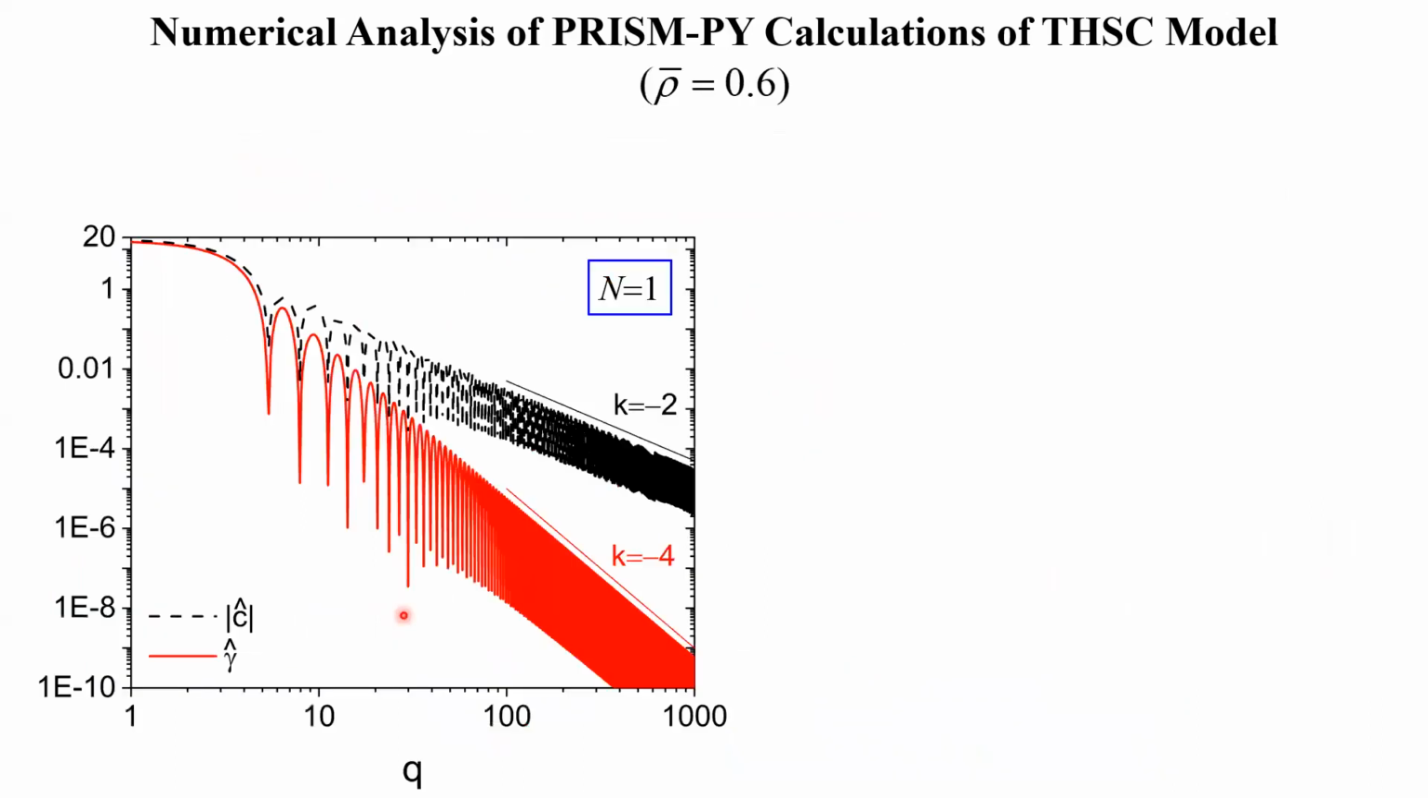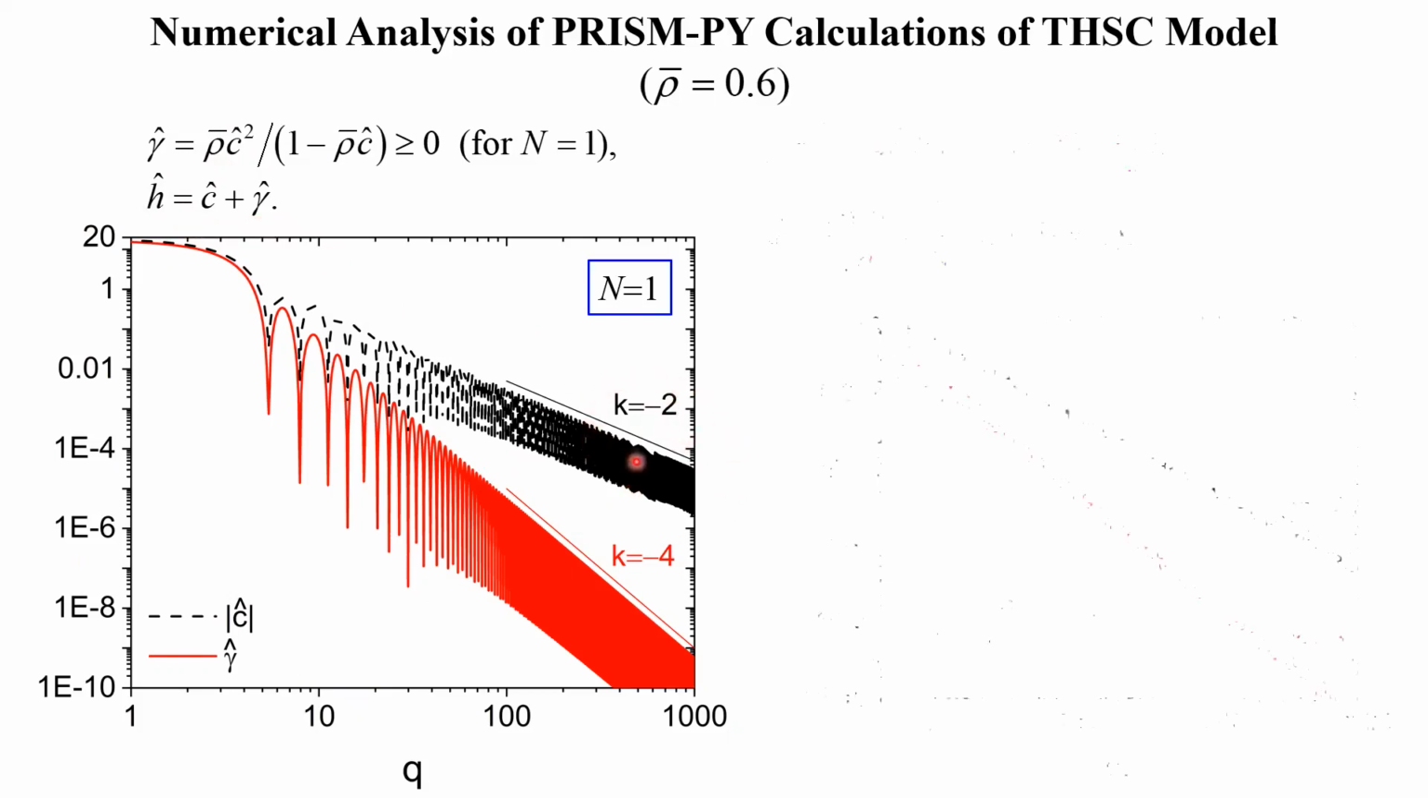Here shows a log-log plot of gamma hat in red and the absolute value of C hat in black versus Q. We see that for large Q, while the local extrema of C hat decay towards 0 with Q to -2, those of gamma hat decay with Q to -4. The latter can be understood from their relation shown here. Also, since H hat is the sum of C hat and gamma hat, its behavior at large Q is dominated by that of C hat. Similar results are found for chains.